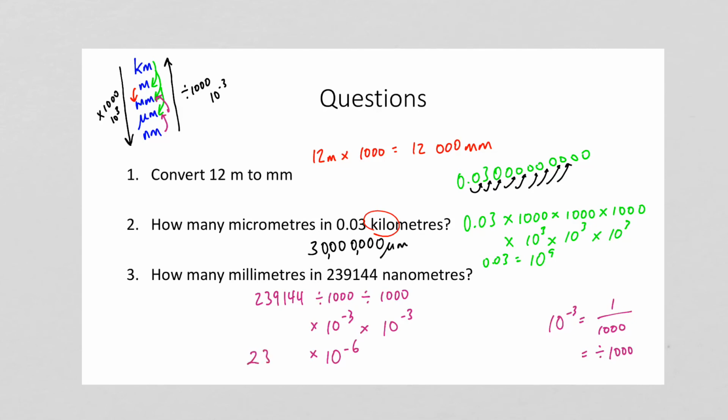So we have 239,144 times 10 to the minus 6. We can add our zeros to the front. So we have our decimal place right here to begin with, and we're going to move it 6 times to the left. 1, 2, 3, 4, 5, 6, and we end up with 0.239144 millimeters.